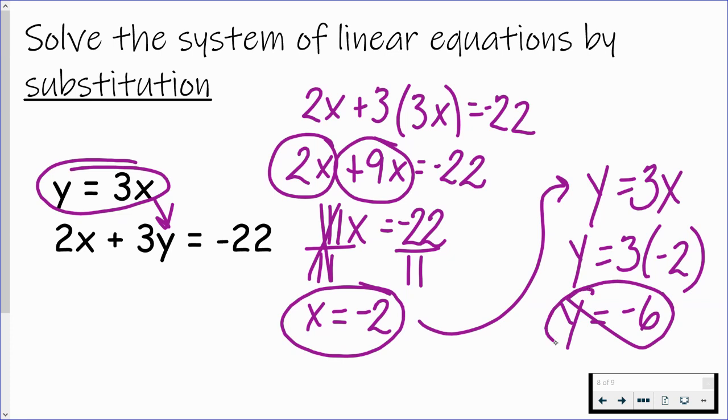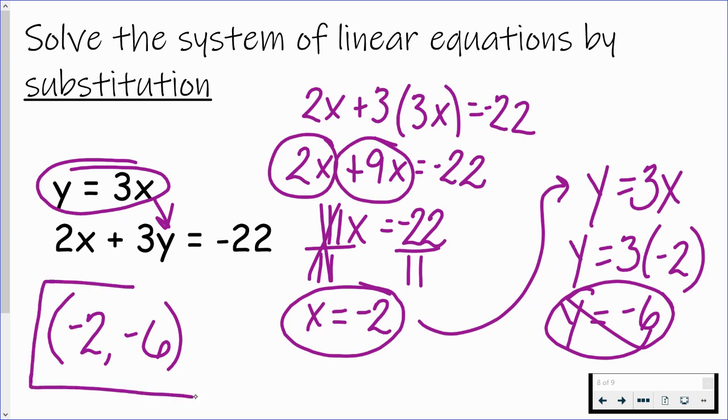Whoa, that's a funky circle. Putting my solution together as negative 2, negative 6. So again, that tells me if I was to graph these two linear equations on a coordinate graph, they would intersect or cross paths at negative 2, negative 6. Okay, and that's the only point they will ever cross.